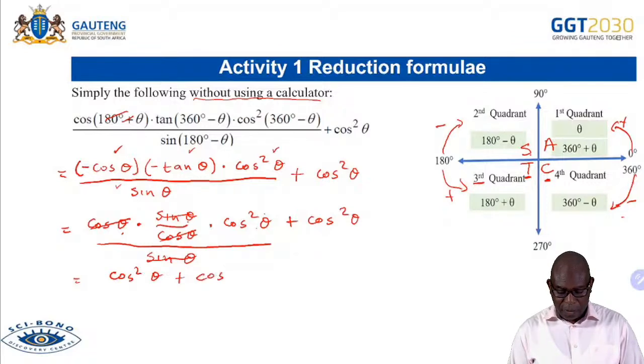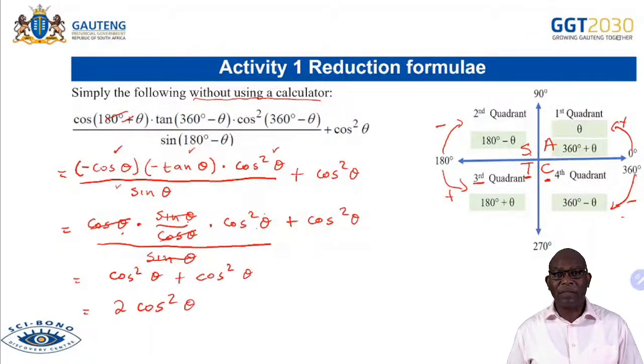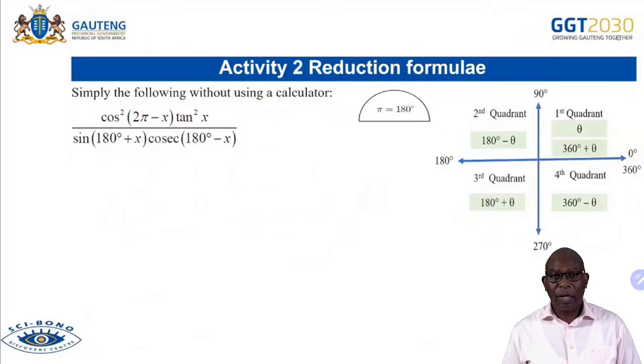Plus cos squared theta. And the cos squared theta plus cos squared theta gives me two of them. Please, it gives us two cos squared theta. Then that will be the final solution. Okay. Right. I'm going to give you 2 minutes to try the second one.